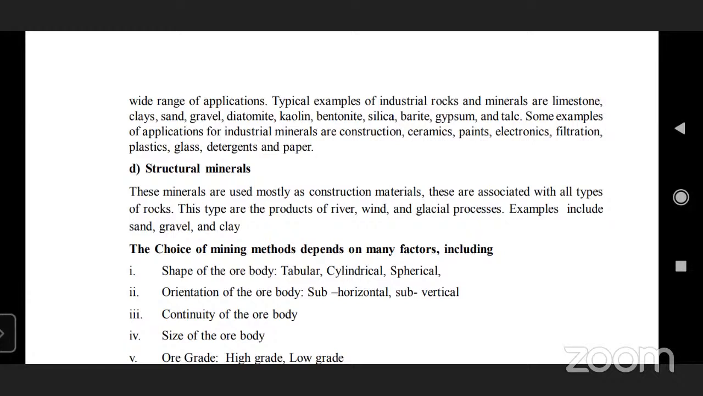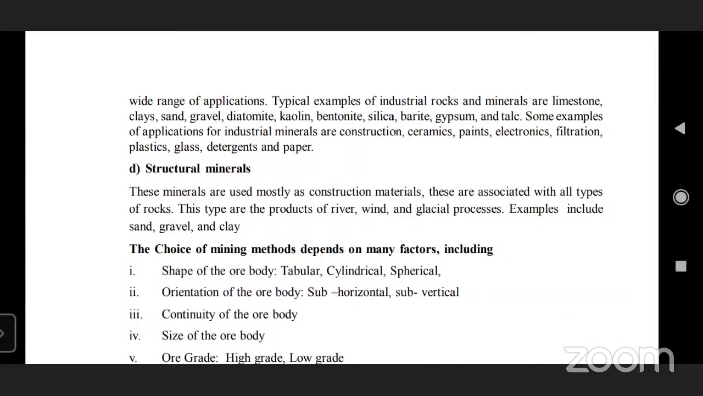The typical examples of industrial minerals and rocks are limestone, clay, sand, gravel, dolomite, diatomite, kaolin, bentonite, silica, barite, gypsum, and talc, which are very good minerals and rocks for different types of industries. Some examples of applications of industrial minerals are construction.